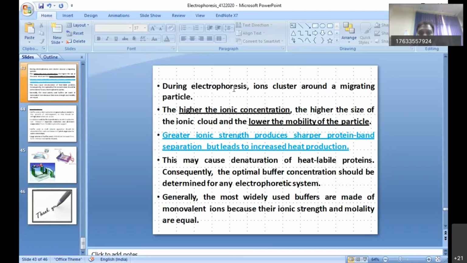During electrophoresis, ions cluster around the migrating particle, so ionic strength matters. The higher the ionic concentration, the larger the size of the ionic cloud and the lower the mobility of the particle. So greater ionic strength produces sharper protein band separation, but leads to increased heat production. When the heat production is high, the resolution will not be good. So you have to take care of the concentration of the analytes, and it should be standardized.